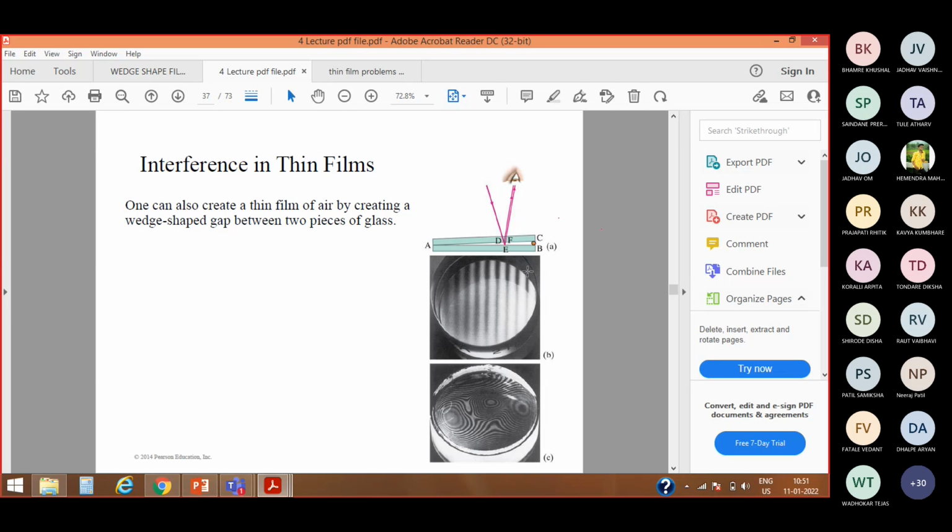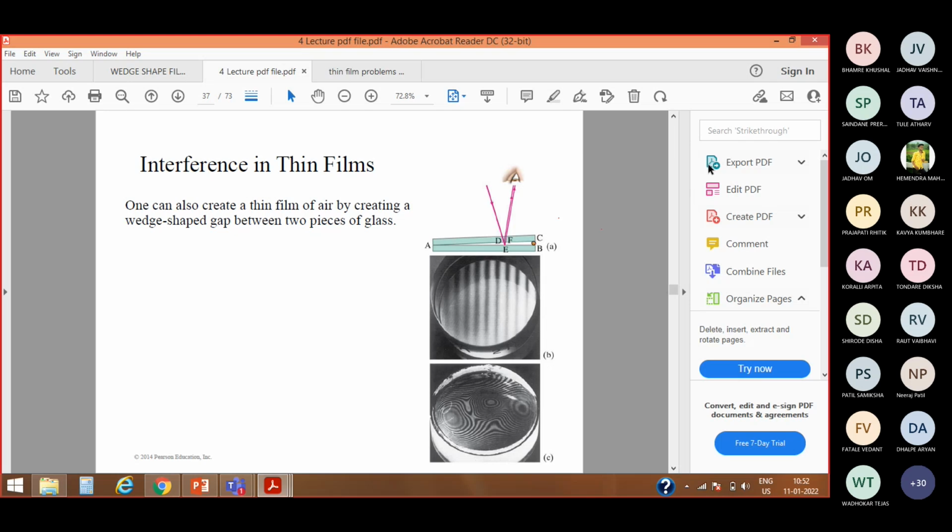Some part of light gets transmitted from point E, and when light comes to point E, again it gets refracted. When you see from the top with this spectroscope, you will get such kind of fringes. So this is the spectroscope from which we are seeing the different kinds of fringes. You will see a black fringe, then white, black, white, black, white. Such fringes are formed due to interference of light in the wedge-shaped thin film.